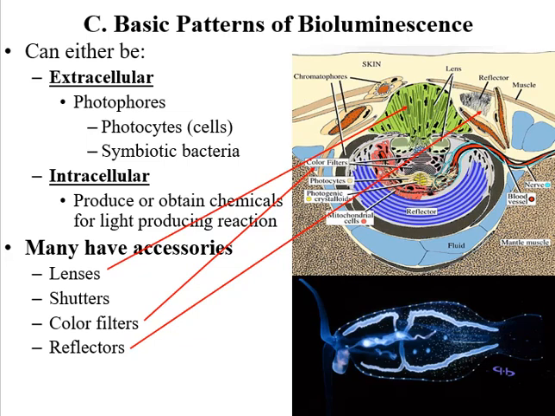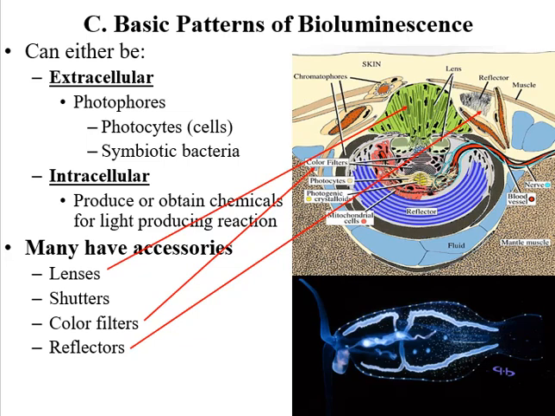In the back, you have reflectors. So this light is produced, it's reflected off of the back. There's no point in the light going into the body of the organism. So it's reflected out through the lens. The light is concentrated. They've got filters that can change the wavelength of light and make it a different color, basically. Signal to those, your fellow members of your species, that can detect that wavelength of light.